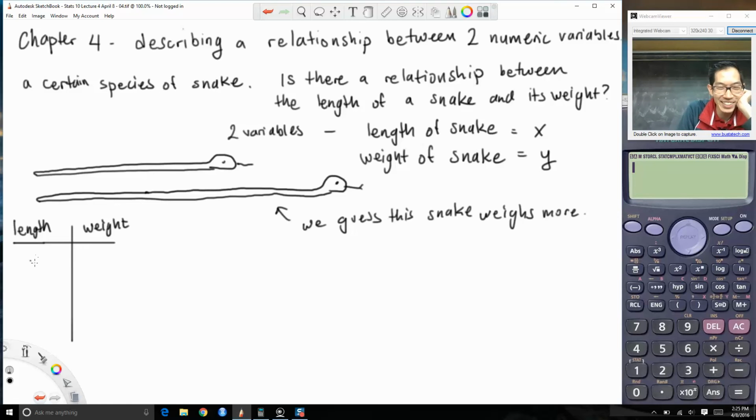All right, so let's say we have a snake that's, I don't know, 12 inches long, and a snake that's 14 inches, and 10 inches, and 8 inches, okay? And then the weight, oh, this is hard, I don't know. 14 and 16 and 10 and 9. Okay, and then so we're going to graph this.